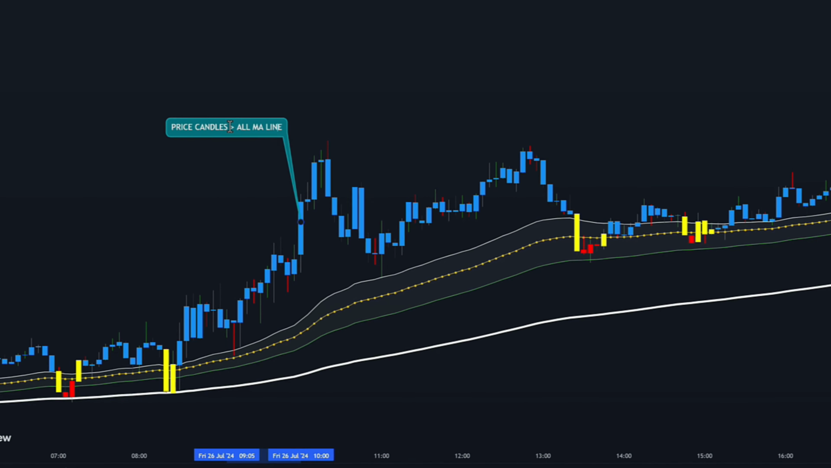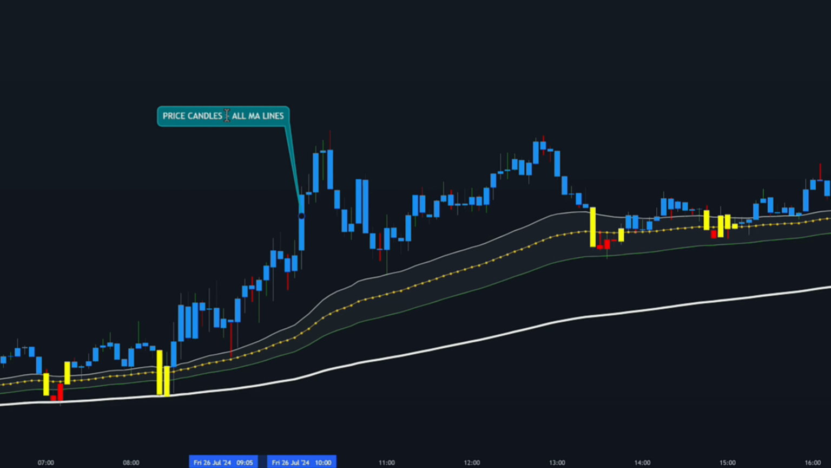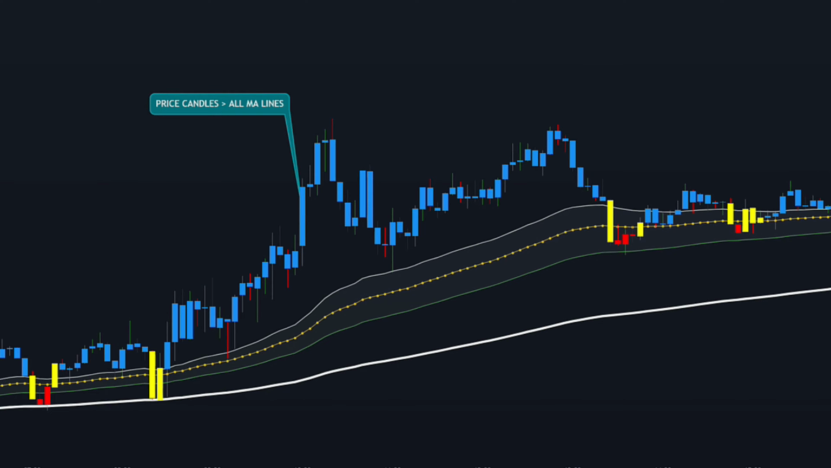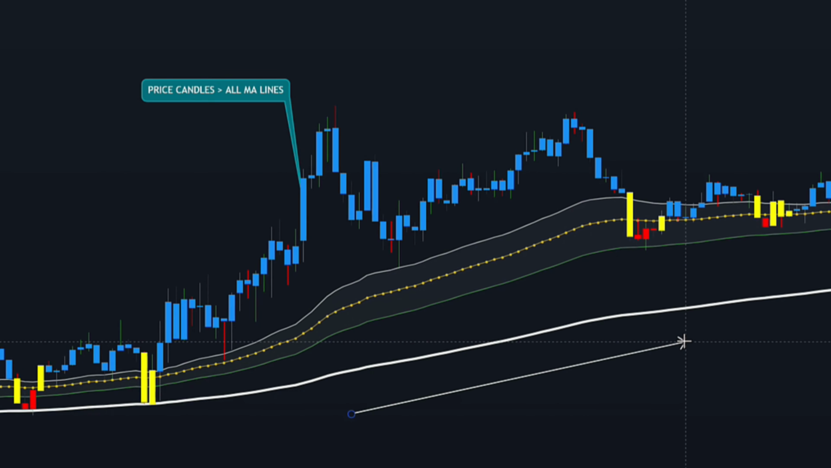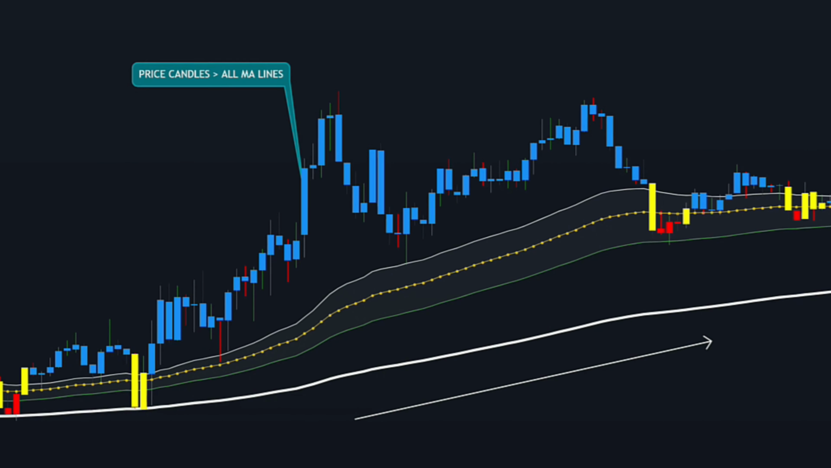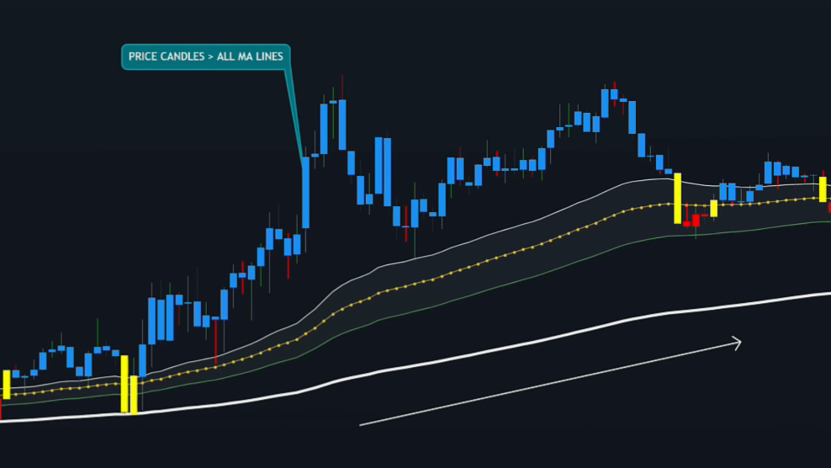This is a strong signal that the market is in a bullish trend or an uptrend. In simple terms, the market is moving upward, and this is generally a good time to consider buying because prices are likely to continue rising.